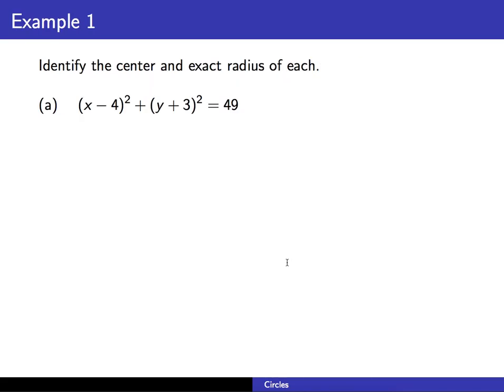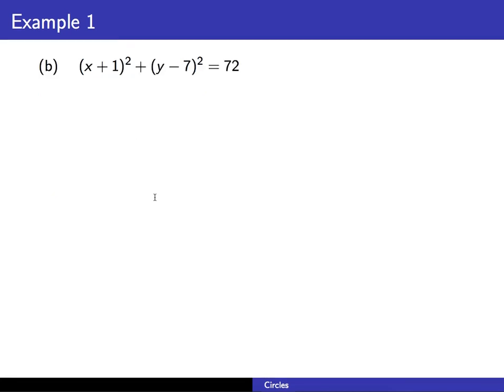So example 1, we're going to identify the center and exact radius of each. First up, we have (x minus 4) squared plus (y plus 3) squared equals 49. Our center, the opposite values paired with x and y, are 4 and negative 3 respectively. So our center is at (4, negative 3). The radius squared is 49, which means the radius is the square root of 49, or 7.